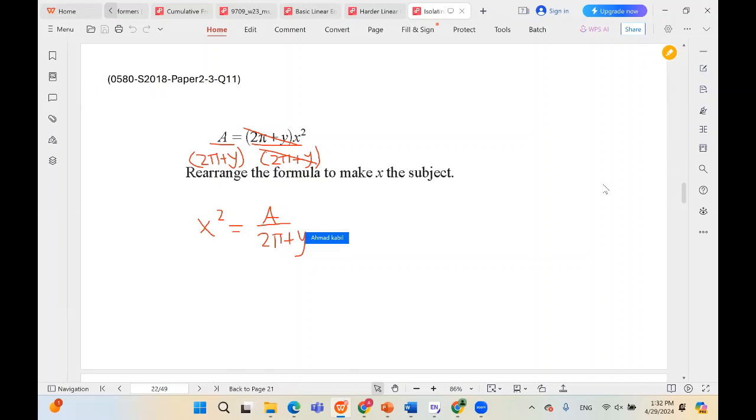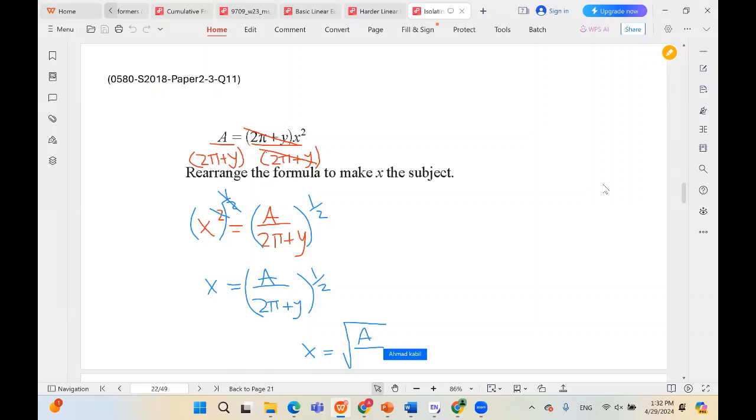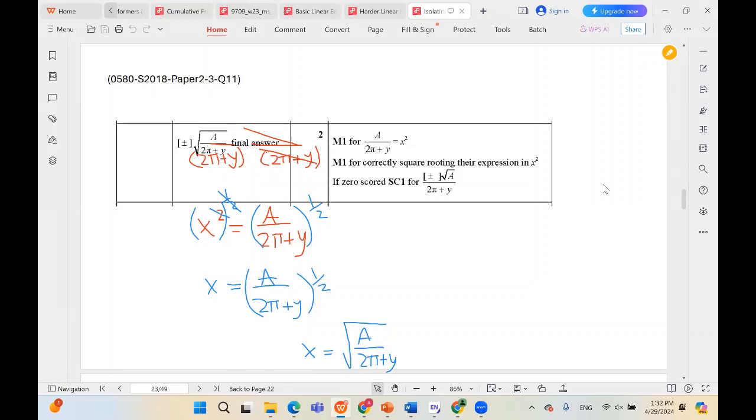Now you want to get rid of the power. So you raise this to the power of half on both sides. And these will cancel out. So you have x equals a over 2 pi plus y all to the power of half. And we said before that power half is the same as square root. So x equals square root of a over 2 pi plus y. Again, plus minus would be a more accurate answer, but you don't get credit for it and you don't lose credit if you don't write it. However, it is a good idea. So this is the correct final answer here.